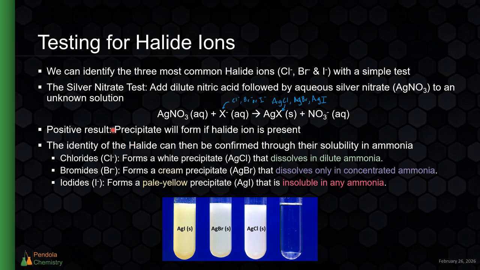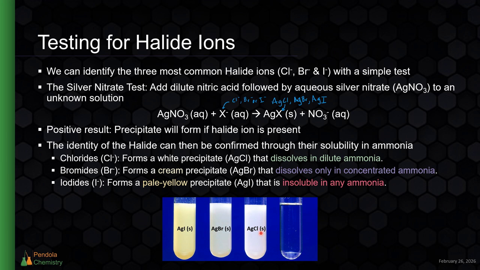Now there are two ways to identify the halide ion. One is more vague and not as accurate. One is a lot more accurate. When we get that precipitate, the precipitate will be different colors depending on the halide present. Silver chloride that forms when the chloride ion is present is a white precipitate that we see in this picture right here. Whereas silver bromide, which you form with the bromide ion, is going to be a cream color precipitate.